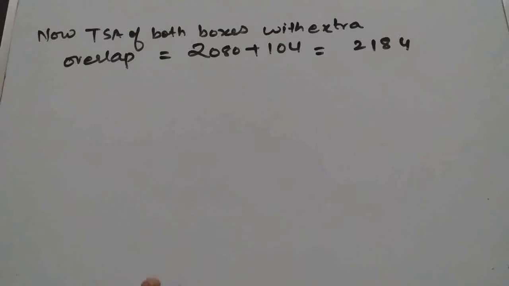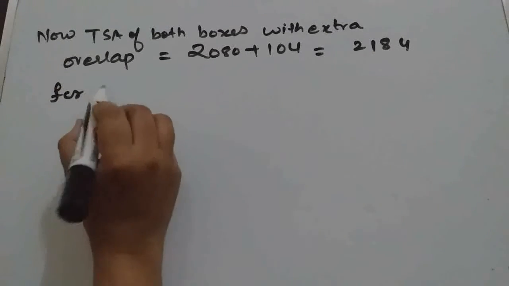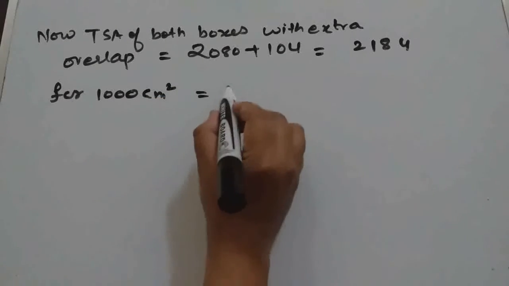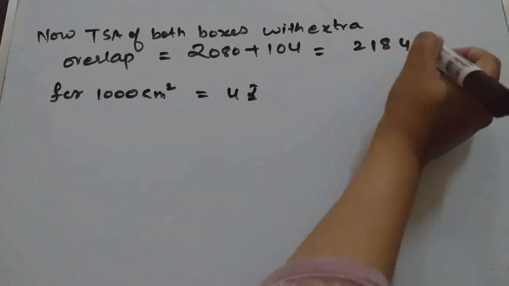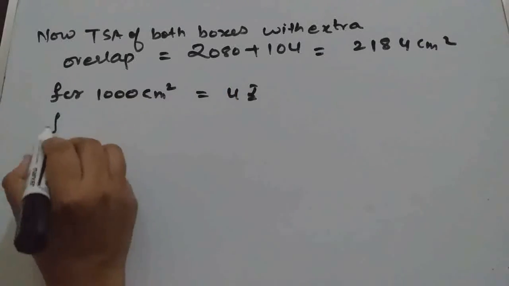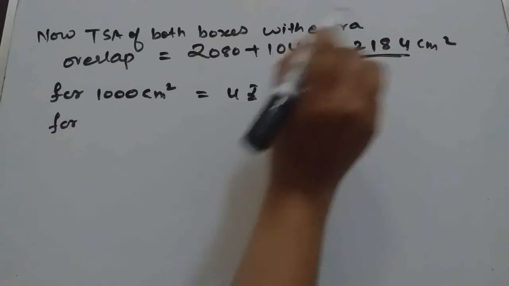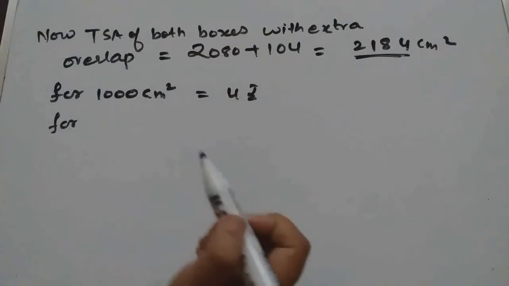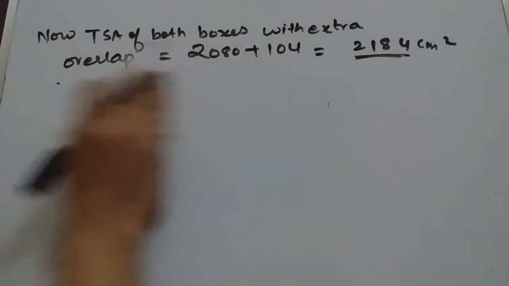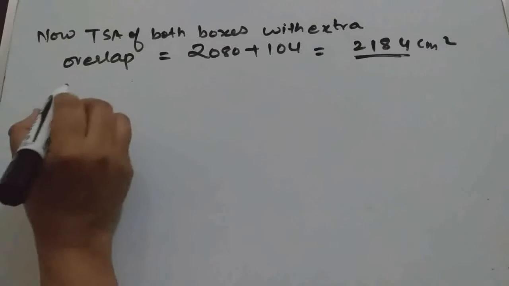Now the cost is also given. So for 1000 centimeter square area, cost is 4 rupees. But what we got? Now this is for one box, isn't it? Now such 250 boxes are there. So first we will find what will be the area of 250 boxes.